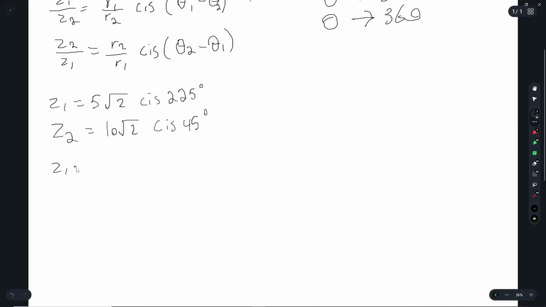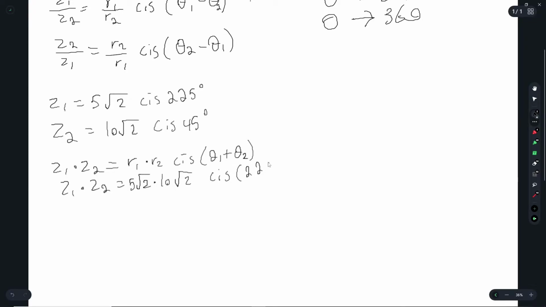So z1 times z2 is equal to r1 times r2 cis theta 1 plus theta 2. So z1 times z2 is equal to 5 radical 2 times 10 radical 2 cis 225 plus 45. Then on the calculator you do each one. So 5 radical 2 times 10 radical 2 gives you 100. Then cis 225 plus 45 gives you 270.